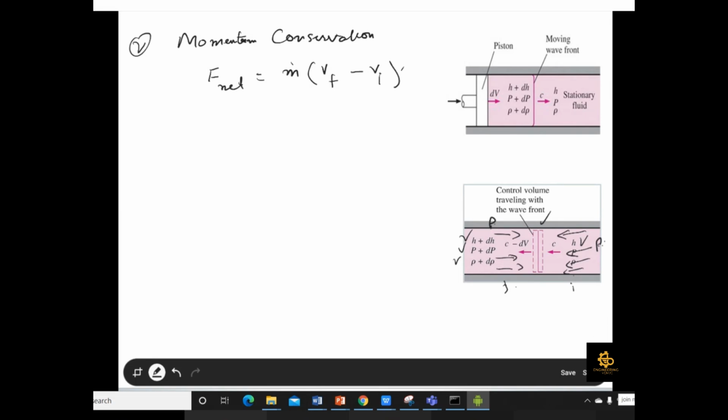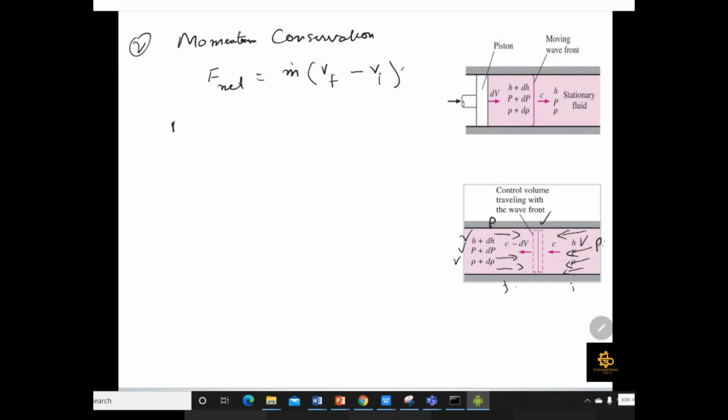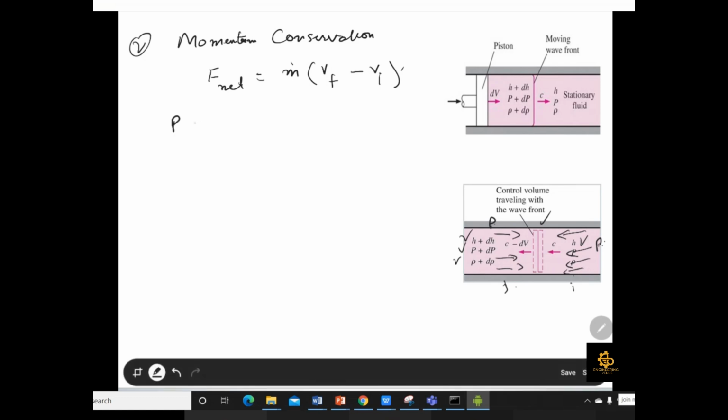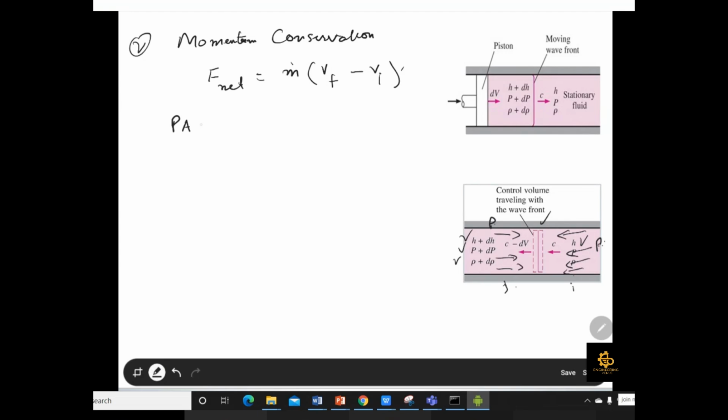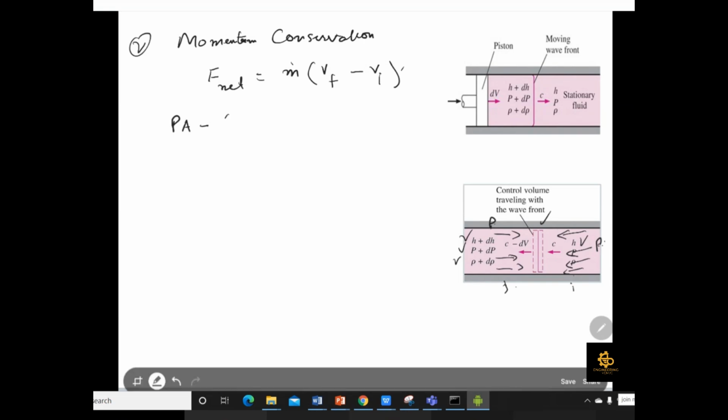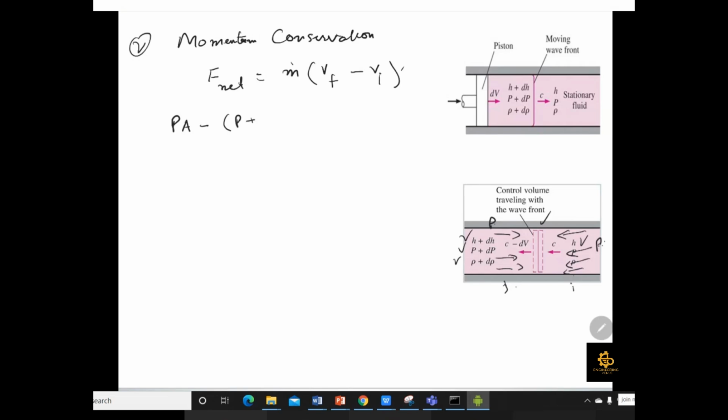So from here I can easily find the F net. F net is basically pressure into area. You already know force is equal to pressure into area, and then the force after compression becomes P plus dP into area.